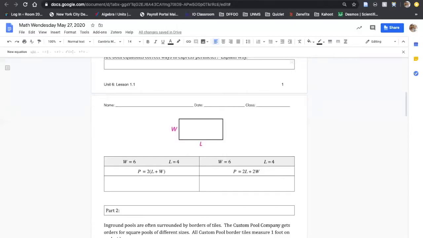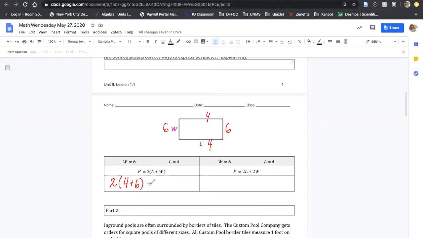So let's use a width of 6 and a length of 4. If I'm looking at this thing here, that's like saying that this side is 6, this side is 4. Our opposite sides are equal, so this is also 4. This is obviously not drawn to scale. And I would just substitute those numbers into here. I'll do this one for you, you're going to do the one on the right. I say that the perimeter is equal to 2 multiplied by 4 plus 6.